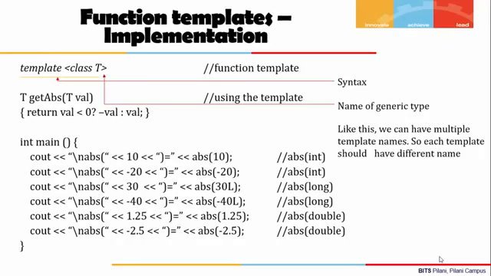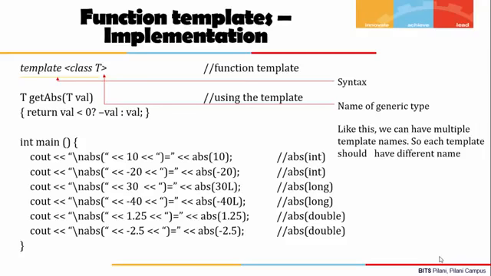When the compiler sees such a function call, it knows that the type to use is int because that is the type of the argument. So it generates a specific version of the absolute function for type int, substituting int wherever it sees the name T in the function template. This is called instantiating the function template, and each instantiated version of the function is called a template function.